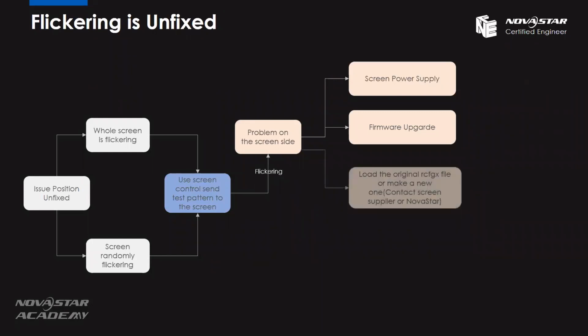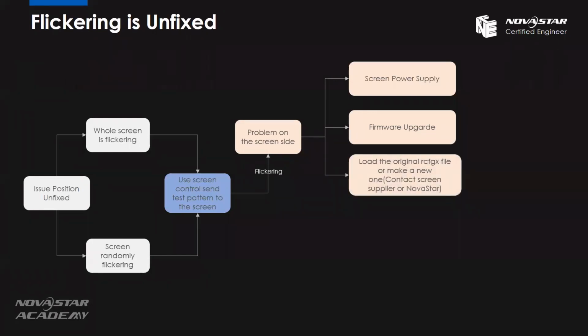And it could be the RCFG file. We may have sent a wrong RCFG file to the screen, so we need to find the original RCFG file from the manufacturer. If we do not have it, we may need to create a new one. But don't ask me how to create a new RCFGX file, because this part is not that easy, and I cannot explain it in a few words. It's also related to our advanced courses. So if you meet this kind of situation and you need a new RCFG file, you can contact your screen supplier, or you can contact NovaStar. We can try to help you remotely to create a new one.